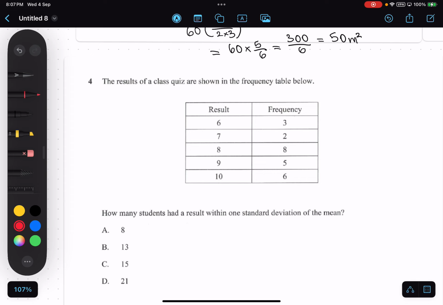And I'm just going to put the data in. 2, 8, 5, 6. Alright. So if you put all that data into your calculator, you'll find that the mean equals 8.375.